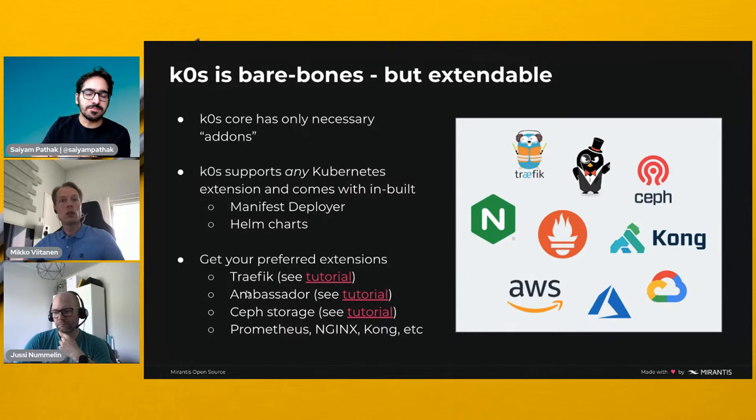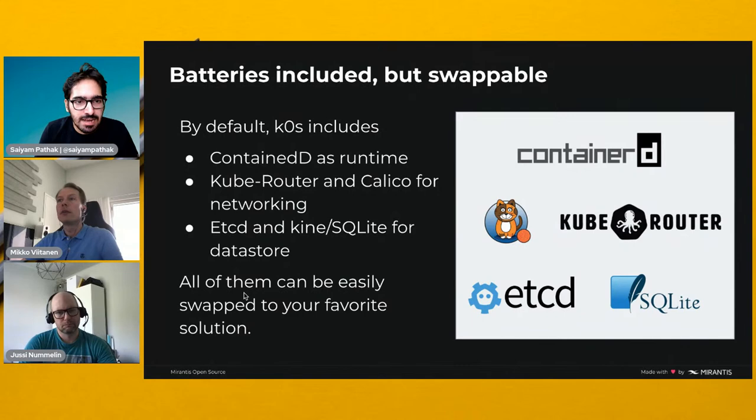Yeah. So basically when we have K0s as a distribution or a binary, we get out of the box containerd as a runtime, kube-router and Calico for the networking, and etcd and kine for the data store. So they both are there, or is it only one, depending on what you choose? Only one is there, and if you have a multi-node cluster, you only have etcd and kube-router if you start with the default config, fully default. But if you change a couple of lines in the config file, then you can easily switch it to Calico.